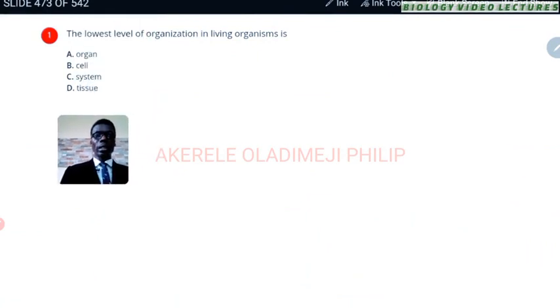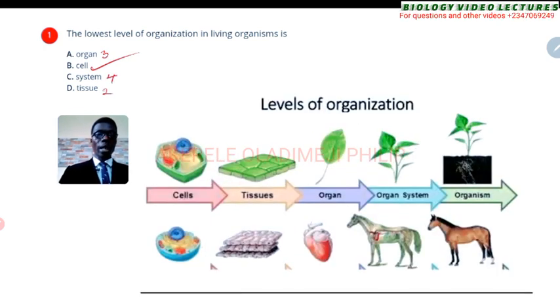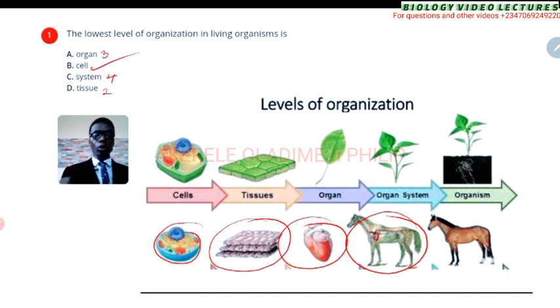The lowest level of organization in living organisms is, that would be the cell. So let's say cell is number one, that's the lowest, followed by tissue, followed by organ, and then organ system. So we have cells that form tissues, and tissues form organs, and a collection of organs forms a system, all right? And different systems form the organism, like we are. Humans are a collection of systems to form the entire organism.